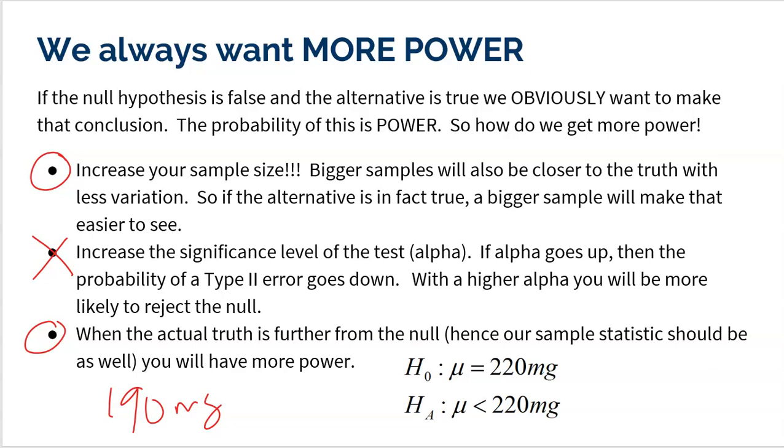And again, just to give you a counterexample here, if the truth was 219, well, okay, 219 is only a little bit less than the null. So if I collect samples, they might be right around 219. Now, technically that is less than 220, but it's so close that my samples might not show me that, and then I might not necessarily reject the null. So the further the truth is from the null, the more likely you are to see that and reject it. So hopefully that makes sense.